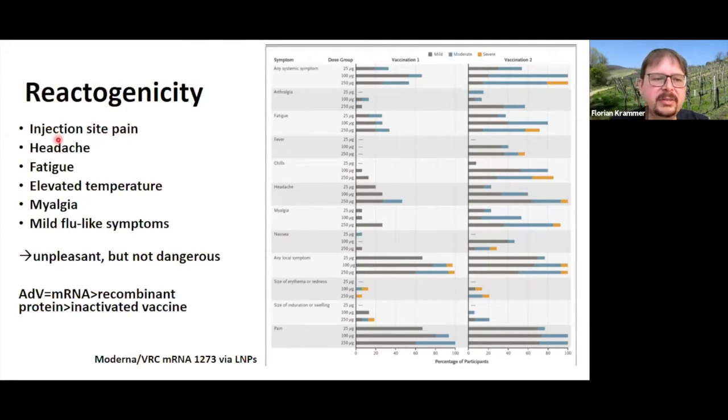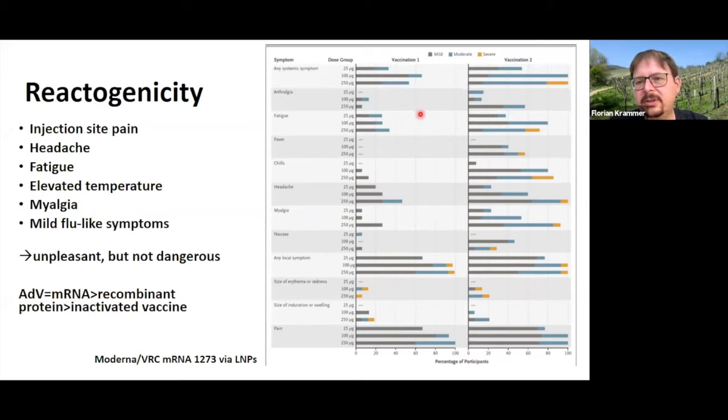And this is basically characterized by injection site pain, headache, fatigue, elevated temperature, muscle aches, and general mild flu-like symptoms. And these things are usually transient. They go away after 24 to 48 hours. And again, we see that a lot with the adenovirus vaccines and the mRNA vaccines.